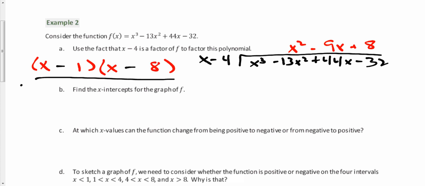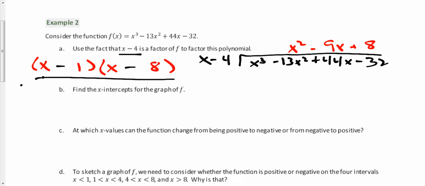This is one thing, right? X minus 1 is a thing. X minus 8 is another thing. What's my third thing, Caden? X minus 4 is my third thing. Okay? Now, with those 3 factors, I can find the intercepts in my graph.